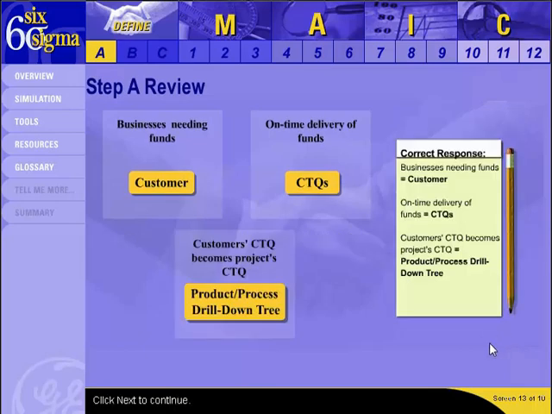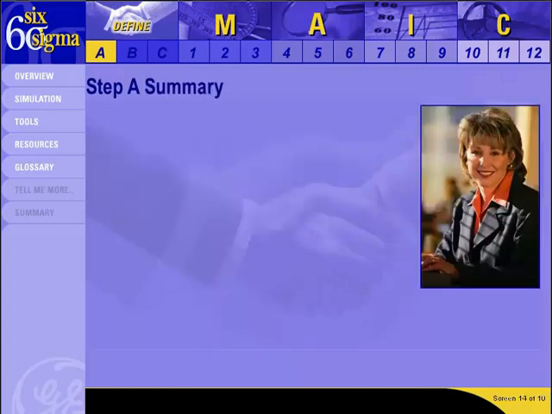Congratulations, your answer is correct. Businesses needing funds are the customers. Their CTQ is on-time delivery of funds. The process product drill-down tree illustrates how the customer's CTQs becomes the project CTQ. By developing the CTQs in this manner, we make sure that the project will have direct impact on the customer, where it matters most. Believe it or not, you are finished with step A of define.